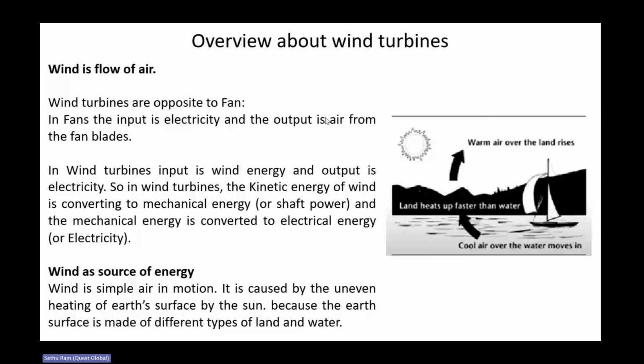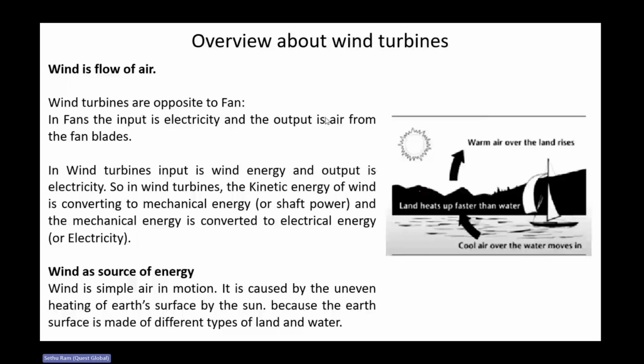Now we come to the main topic: how to generate energy from wind turbines. The energy generated from wind turbines is the input to the hydrogen generation. Like in electrolysis, the input is electricity from wind turbine energy. Okay.